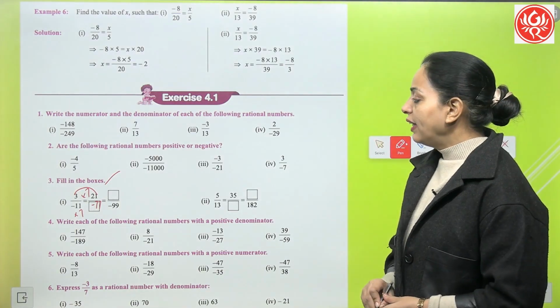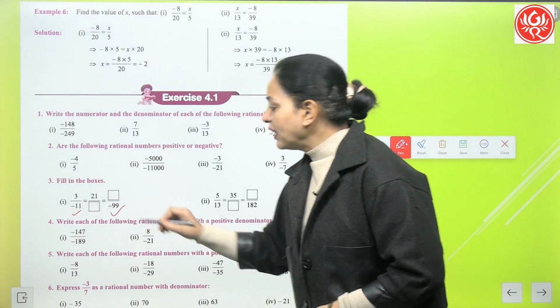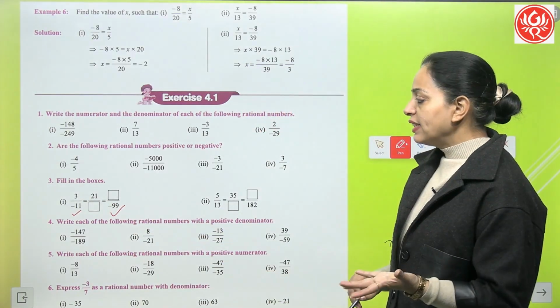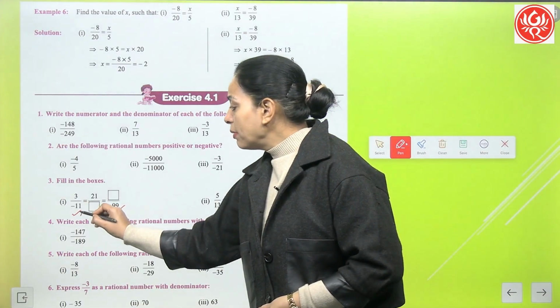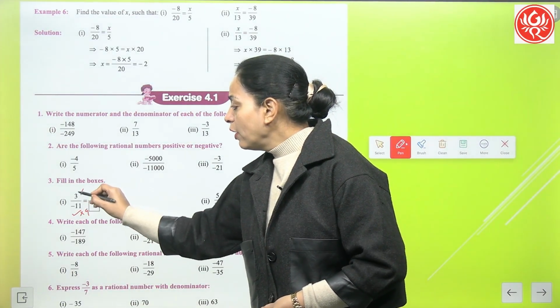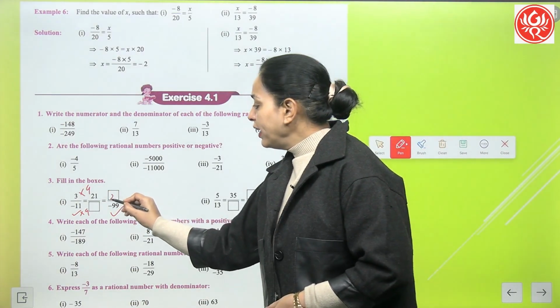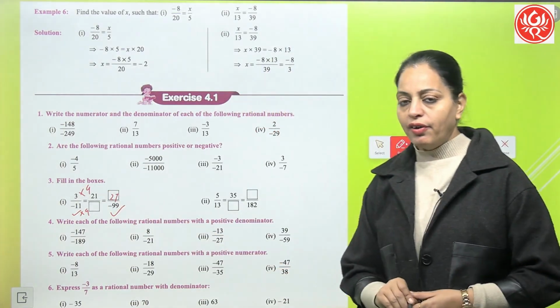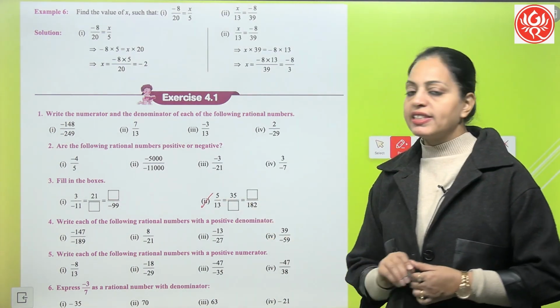Okay. And then see the next one. Here minus 11 minus 99, minus 11 से minus 99 कैसे आएगा? अगर हम multiply by 9 करेंगे तो ऊपर भी हम multiply by 9 कर दें. So we are getting 27. Right? So I hope this is clear to you. Similarly, you can try second part.